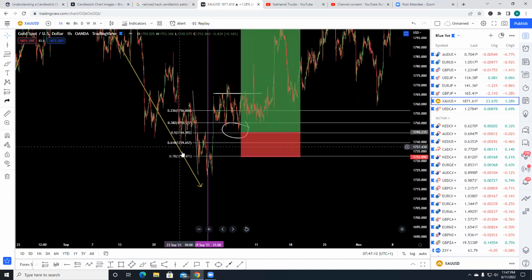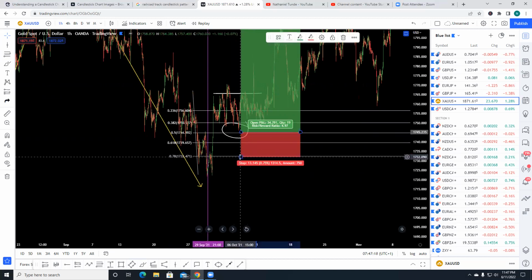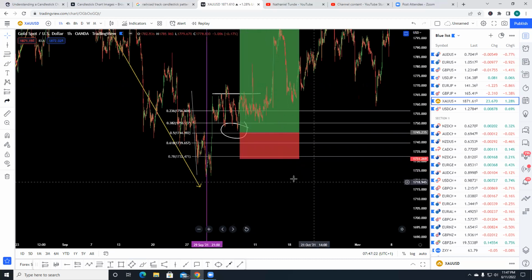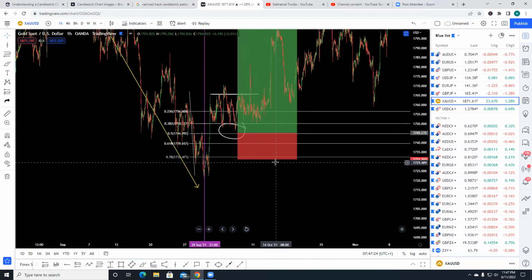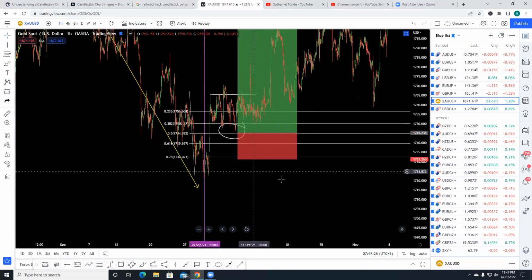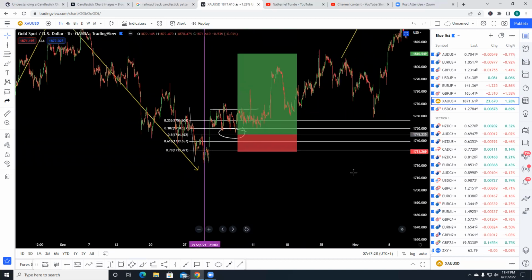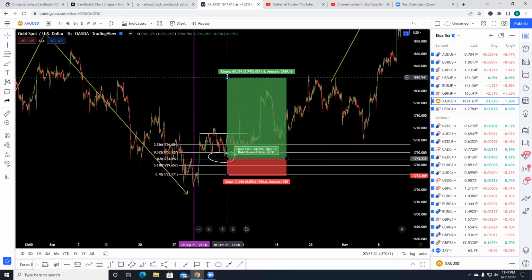Can you see? So where do you put your stop loss? I put my stop loss just below 78% retracement of the impulse. If it goes below the 78% retracement of the impulse, I'm not going to be interested. Can you see, guys? That's how you do it.